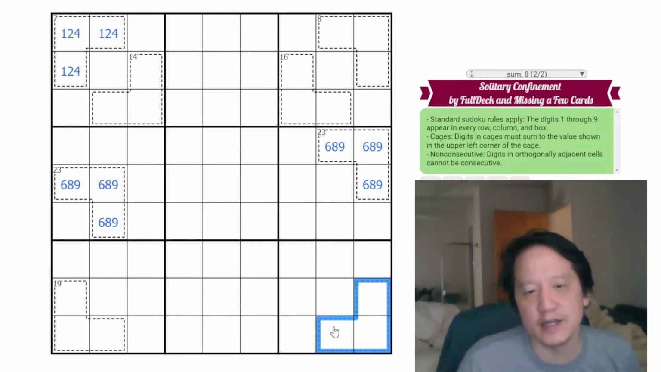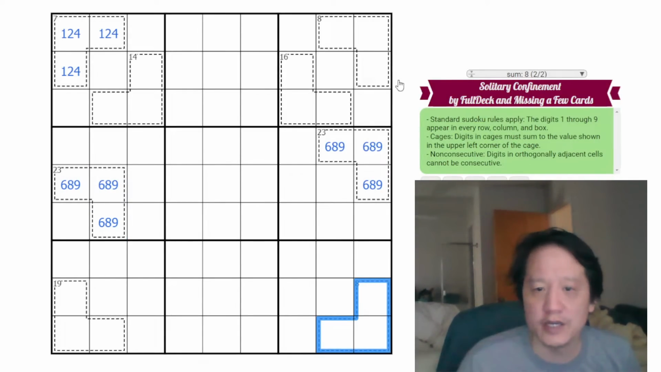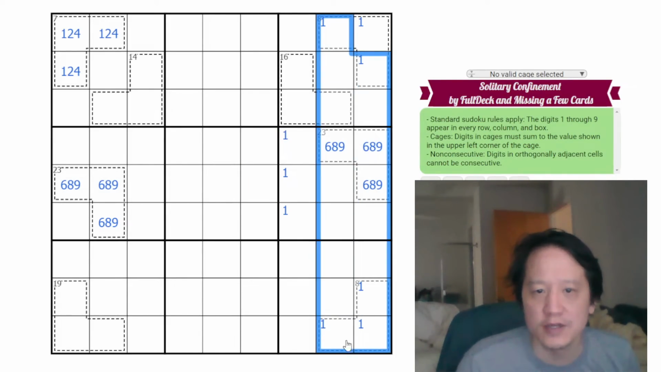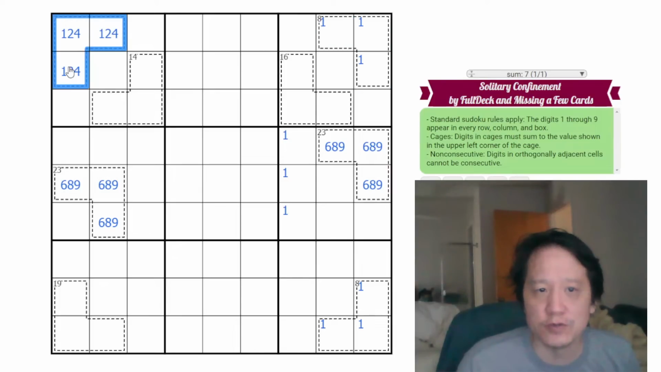Any cages that add up to 8 that are 3 digits have to have a 1 in it. Same here. This has to have a 1 in it. So we know that the 1 is here because the 1 in these two rows has to be either here or here. This is also 1, so that cannot be 1. So, oops. Okay, so let's do the non-consecutive digits in our orthogonally adjacent cells.